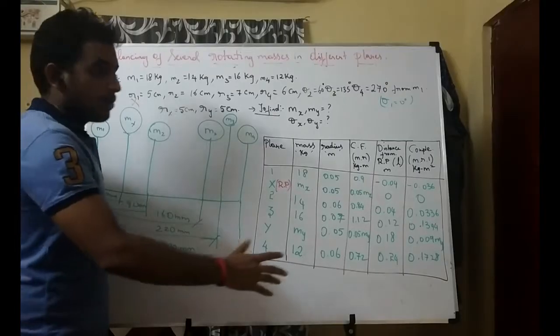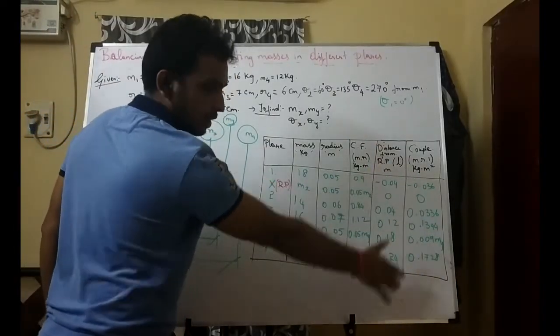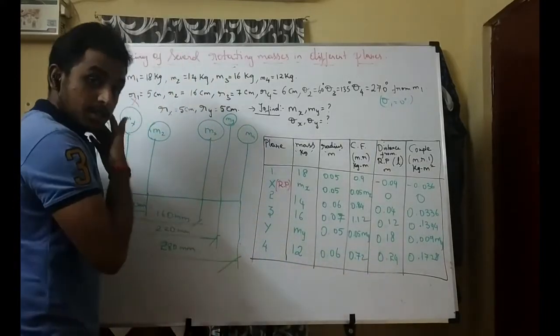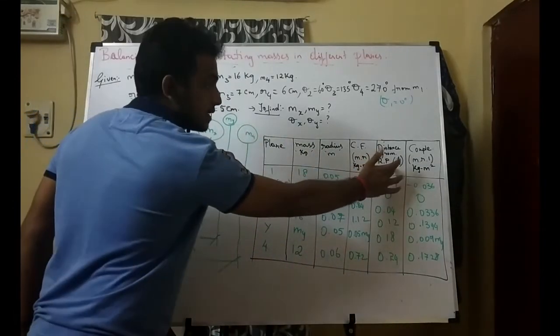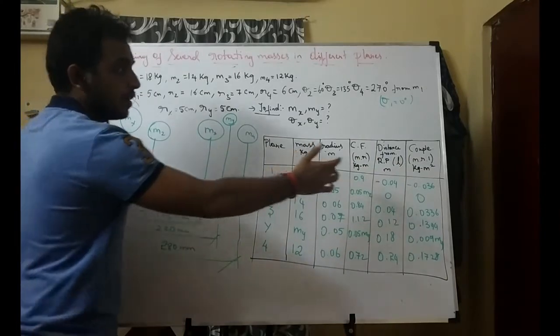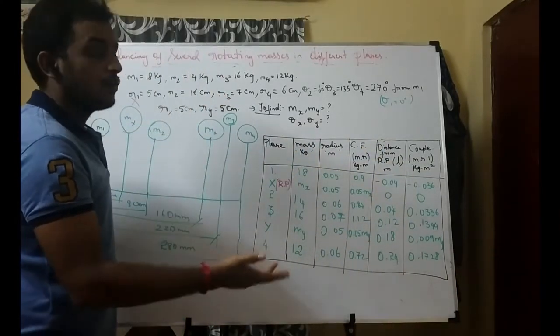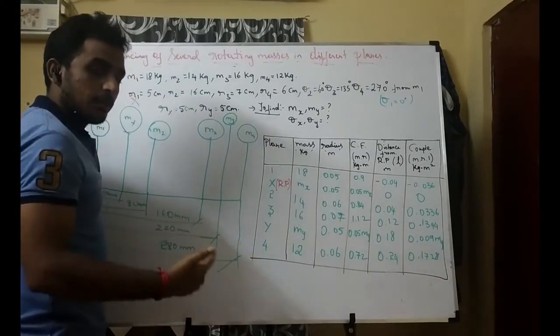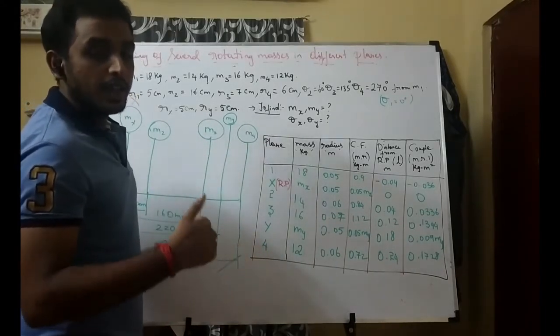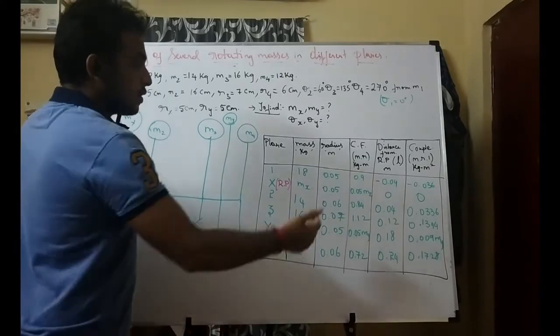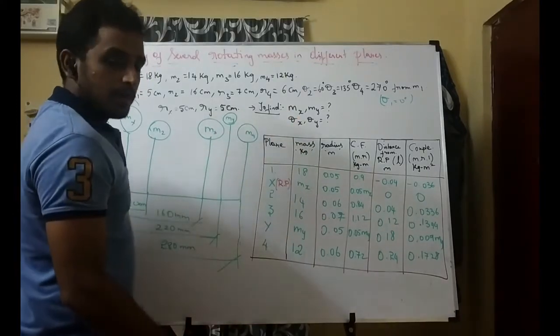So next we are moving on to the couple tabular column. To arrive at the couple tabular column, we are very much interested to determine the L distance. As we discussed in the topic, that is the distance between each of the masses located at different planes. For that, we have to take any one plane as the reference plane, so that it will simplify our problem in a very big manner.